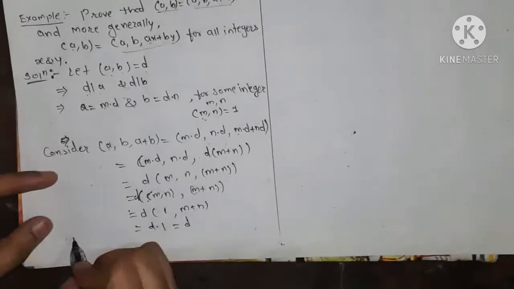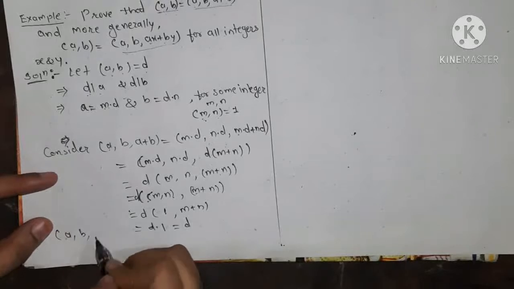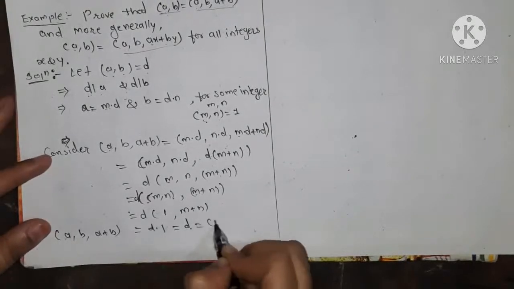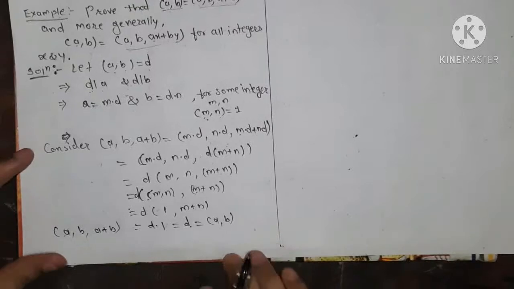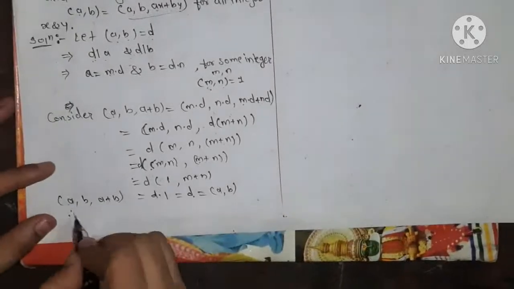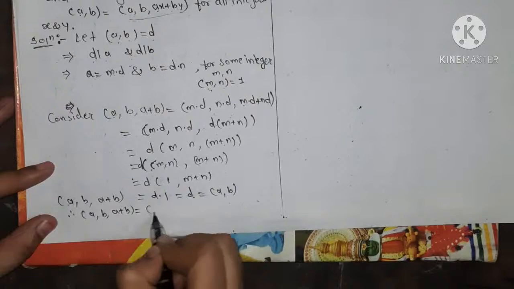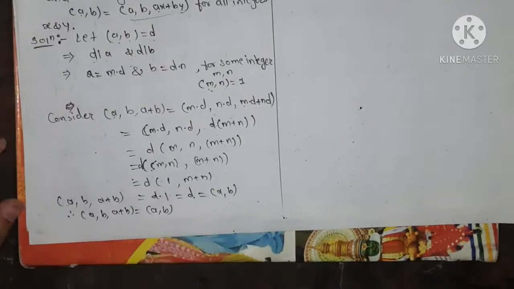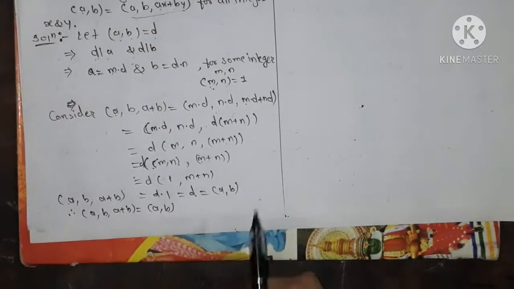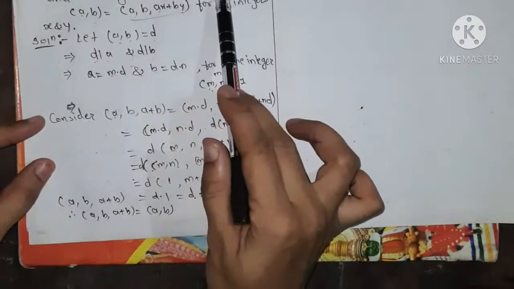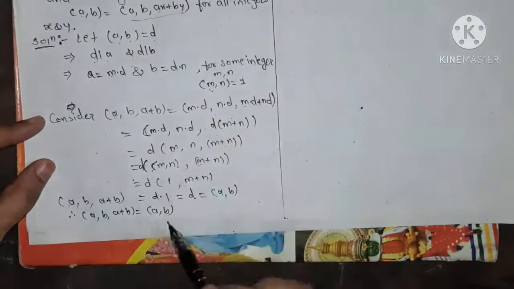So the GCD of a, b, a plus b equals d, which equals the GCD of a, b. So we have the GCD of a, b, a plus b equals the GCD of a, b, right? So the first part, that the GCD of a, b is equal to the GCD of a, b and a plus b, is proven here.